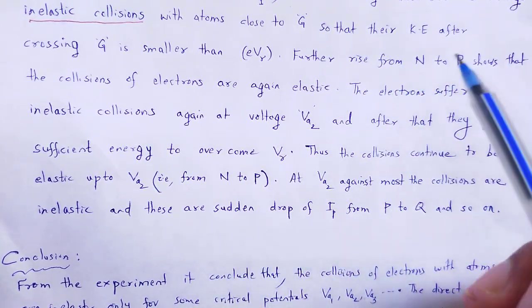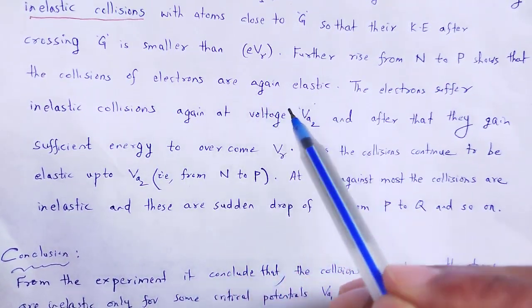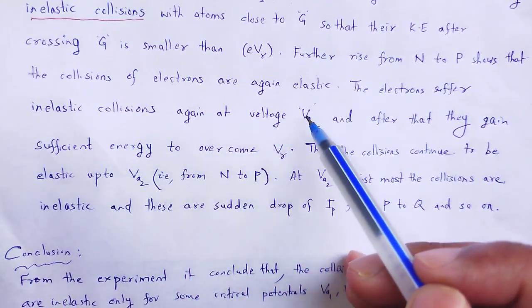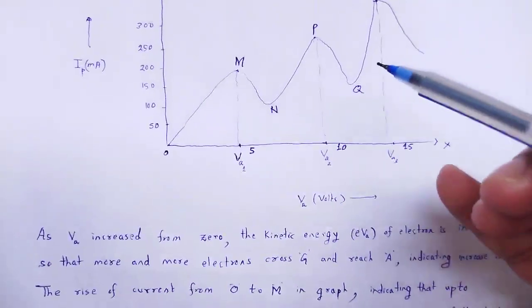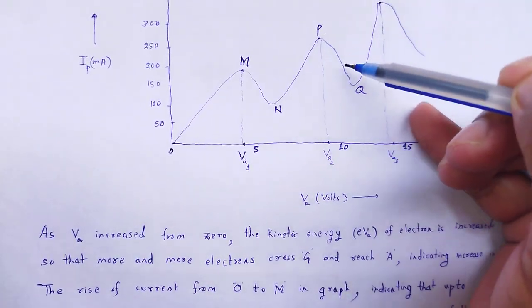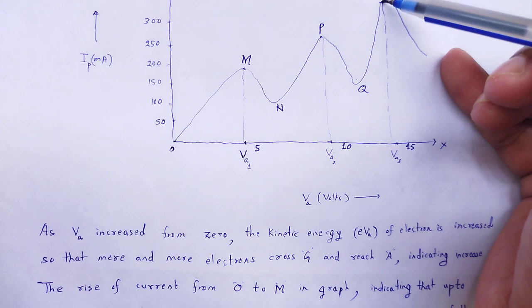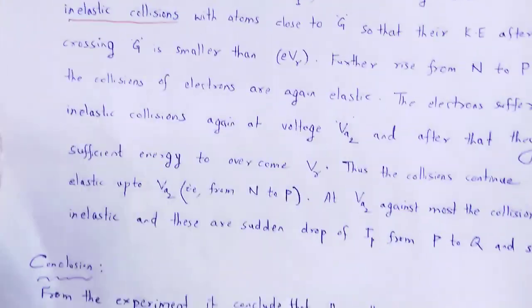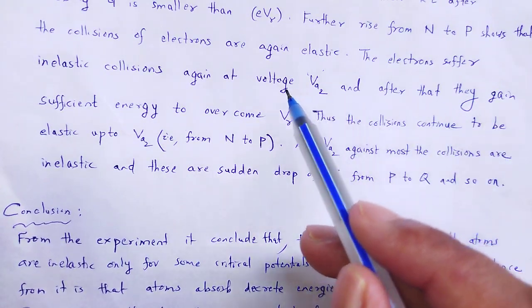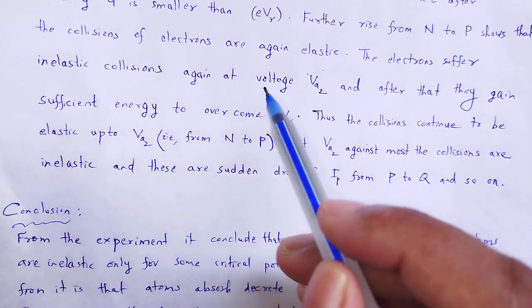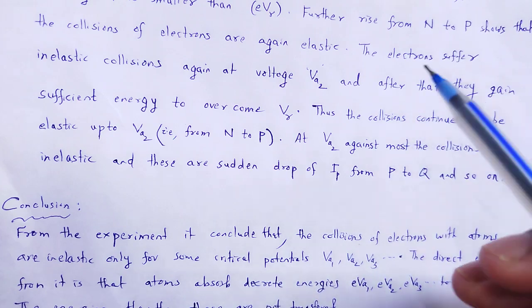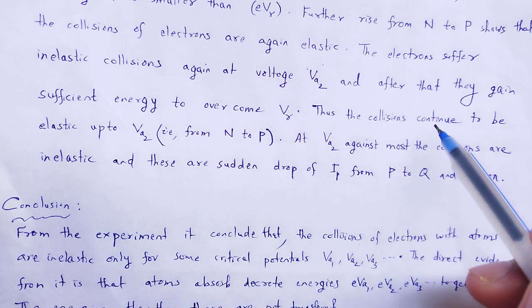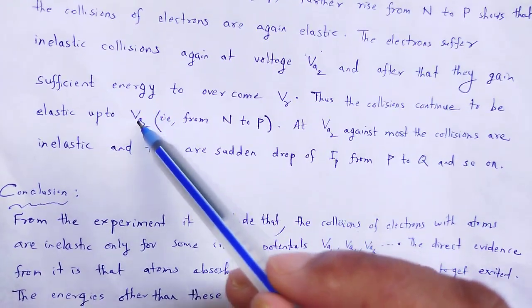Further rise from N to P shows that the collisions of electrons are again elastic, and the electrons after inelastic collisions at voltage V_A2 again have inelastic, then elastic collision, again at voltage V_A3 inelastic collision. After that, they gain sufficient energy to overcome the retarding potential V_R. Thus the collisions continue to be elastic up to V_A2.